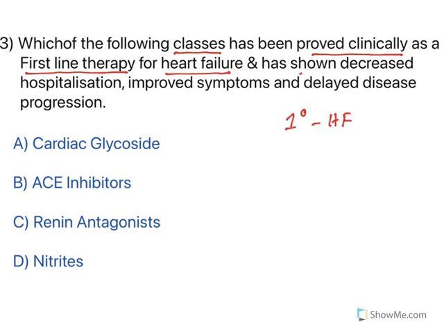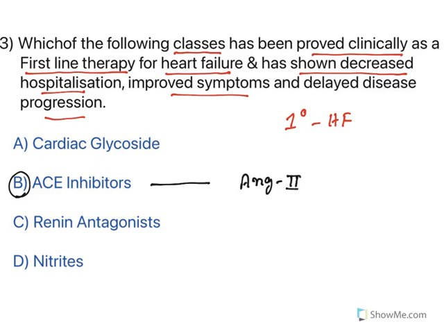And next, it has shown decreased hospitalization, improved symptoms, and delayed disease progression. All the advantages. For which class do you have this? Now let us understand. See, the answer straight away is ACE inhibitors. Angiotensin converting enzyme inhibitors are doing this. Now, what is the action of this? ACE inhibitors will inhibit the release of angiotensin II.